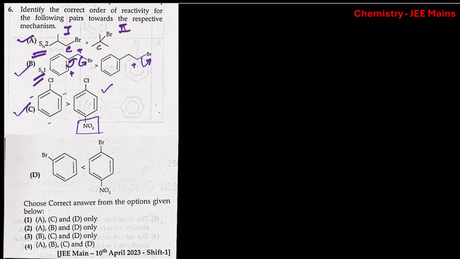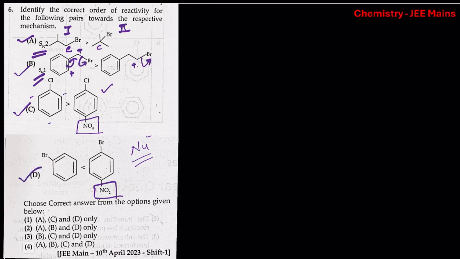Now option D. In option D, this is bromobenzene, and here there is an NO2 group present at the para position. Again, this bromobenzene is less reactive towards nucleophilic substitution reaction in comparison to the one containing NO2 at the para position, because nucleophilic substitution means nucleus seeking group. A group which is rich in electrons will attack the benzene ring where the electron density is low. Now since the NO2 group is an electron withdrawing group, it decreases the electron density in the benzene ring and makes it more reactive towards nucleophilic substitution. So the order of reactivity shown in option D is also correct.